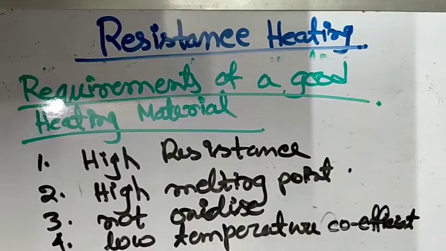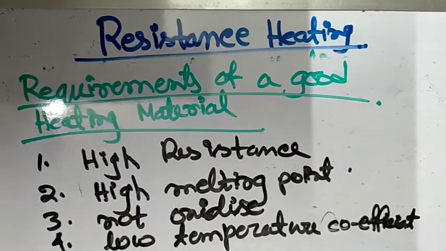Various forms of silicon carbide are used for temperatures up to 1400 degrees centigrade. For still higher temperatures, platinum, molybdenum or carbon can be used as resistors. So these are the different types of heating materials.